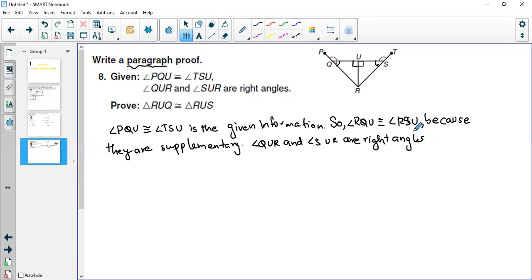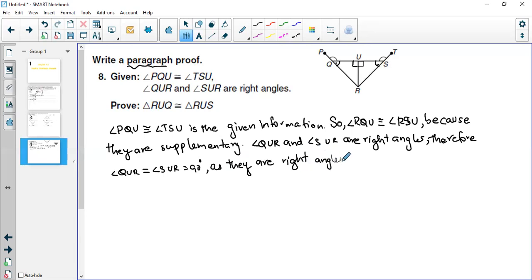So what does that mean? Angle QUR and SUR are right angles from the given information. So you can write are already given. So angle QUR and SUR are right angles. Therefore, now framing a paragraph in math is, therefore, angle QUR is equal to angle SUR, which is also equal to 90 degrees, because they are right angles. Now definitely your explanation and my explanation might differ, right? But the idea needs to be the same.